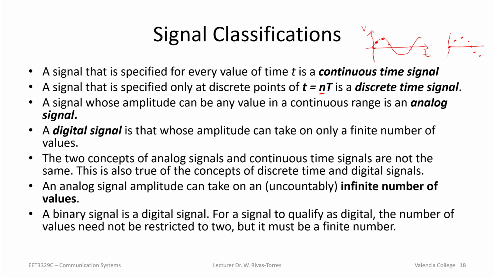A binary signal is a digital signal. So in order to qualify as a digital signal, remember that you are restricted to two numbers. That's what binary means. It's 1 or 0, right?